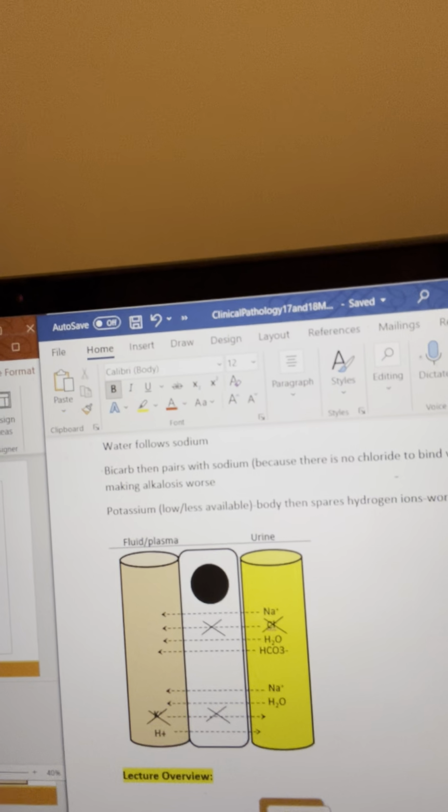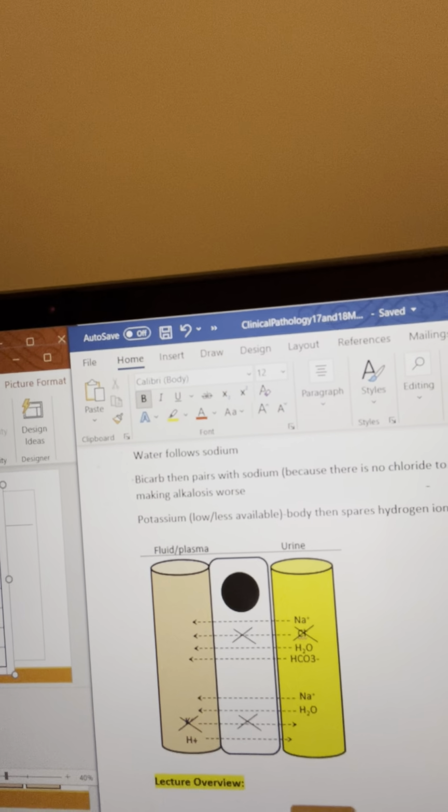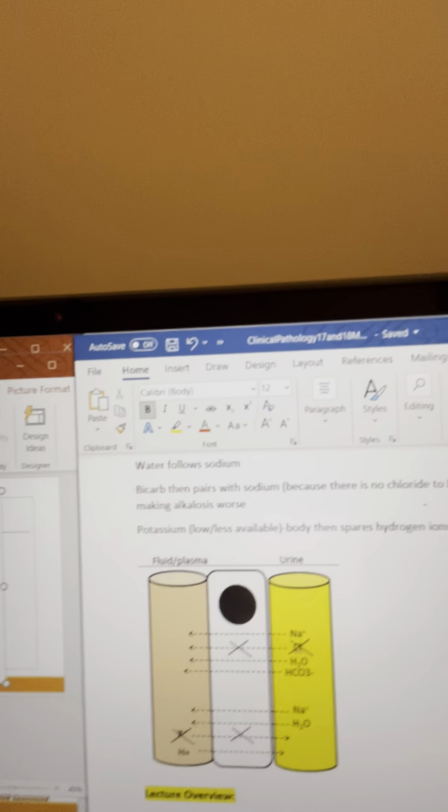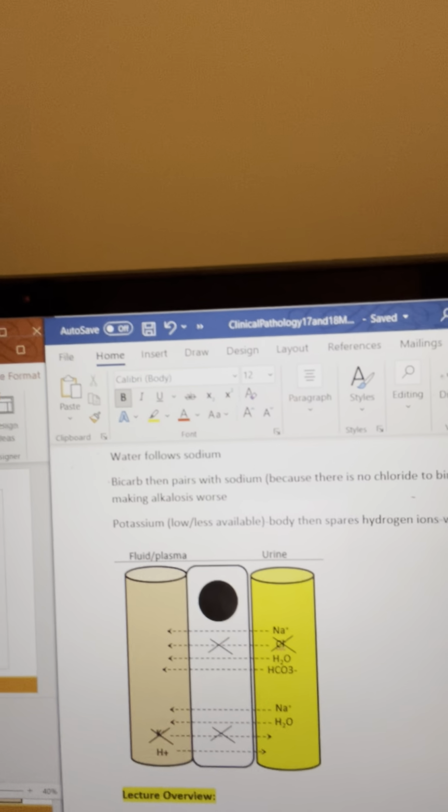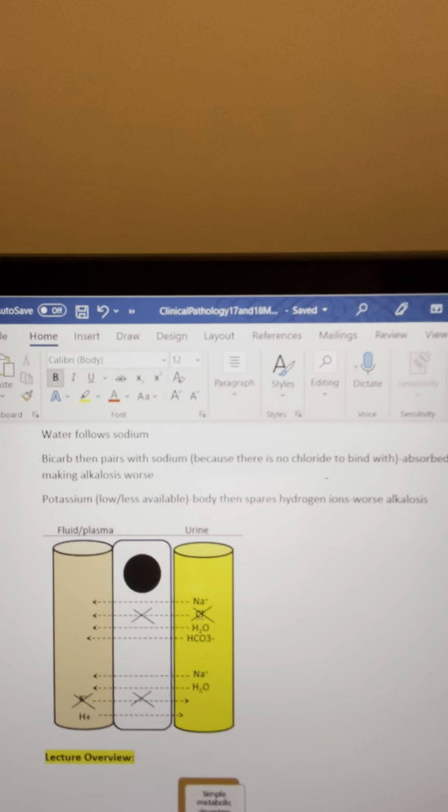Disorders and conditions include gastric or abomasal outflow obstruction and gastric or abomasal atony. Again, bicarb is absorbed in pairs with sodium because there's no chloride to bind with, making the alkalosis worse, and potassium is low and less available, so the body spares hydrogen ions, which also makes the alkalosis worse. This is the vicious cycle I was talking about, and we have to treat all the other issues in order for everything to be resolved in this case.